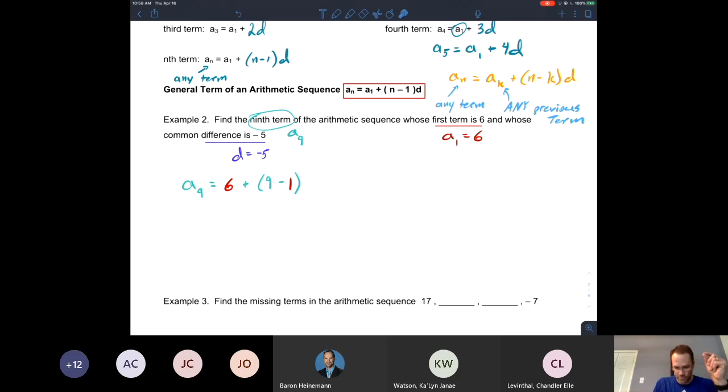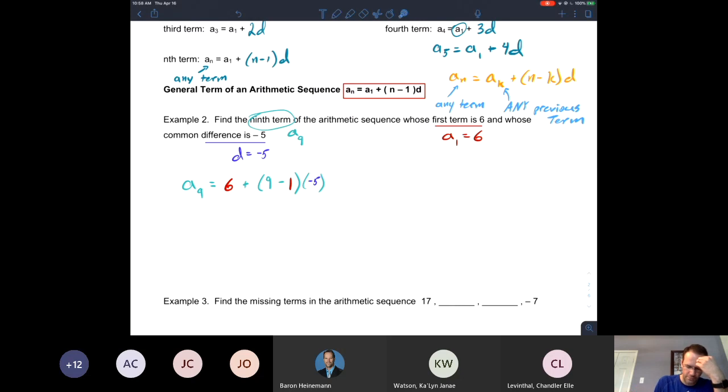So the actual term is 6, that goes here. But the numbered term, the number of the term, since it was the first term, the number goes here. All right. And then the common difference is -5.